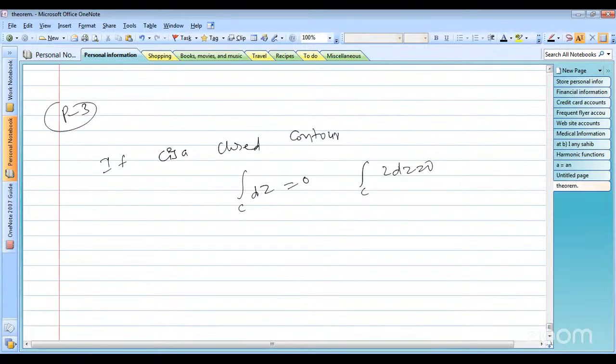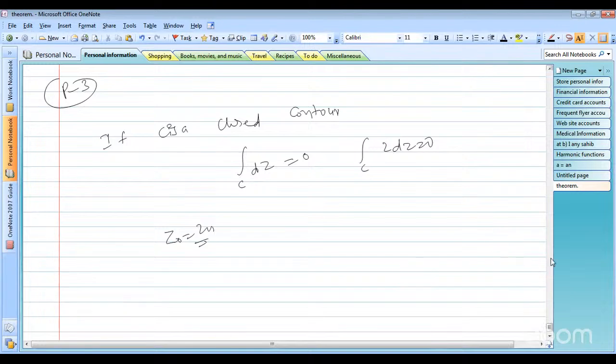Since C is closed, the initial point and the final point coincide, so we are taking z and z naught. Therefore, properties 1 and 2 give this. These are some properties without further explanation here: the fundamental properties of the integral along a rectifiable curve, which we have to learn.